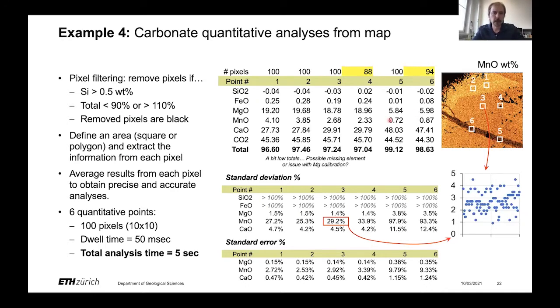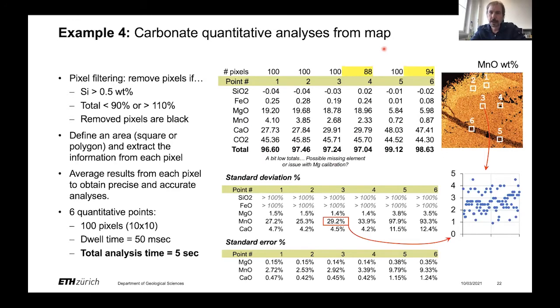Once we have done that, we can use a tool to either select a square area, or we can even define polygons, and we can extract the pixel information from this polygon and get an average. So you see here the results of quantification of a 10 by 10 square, so only 100 pixels. And we have what I consider relatively nice results, except maybe for this dolomite. I'm not sure exactly what's going on. Either we have missed something, or possibly I had some issue with the calibration of magnesium. I'm not so sure, but for the carbonates, we perform very, very well.